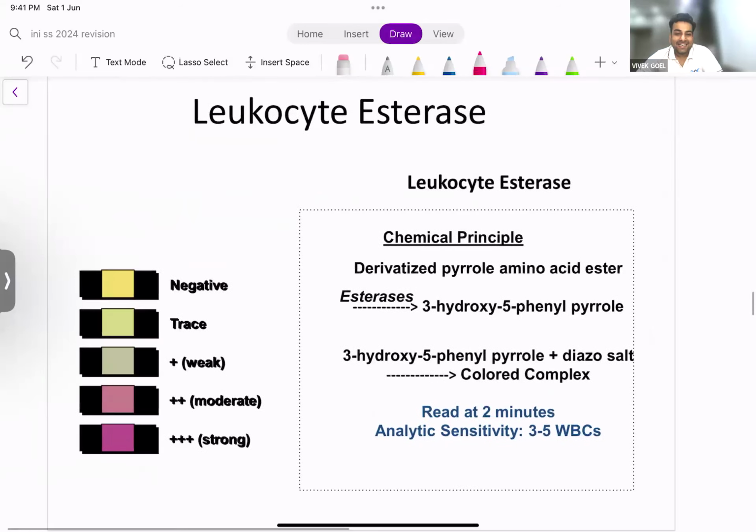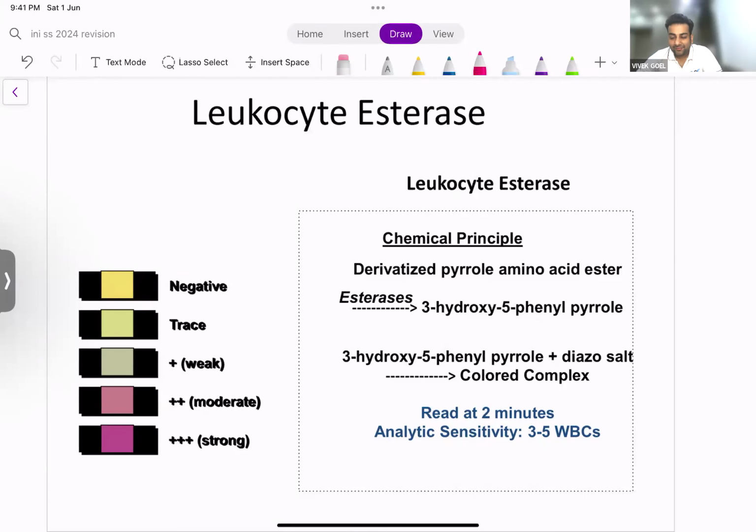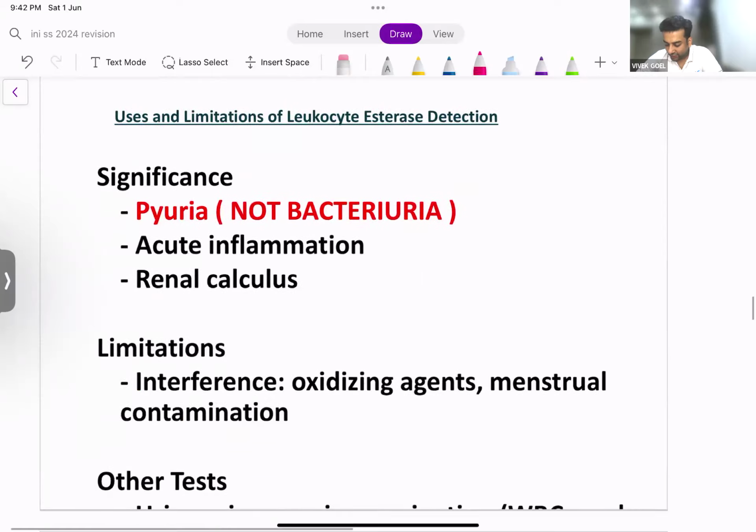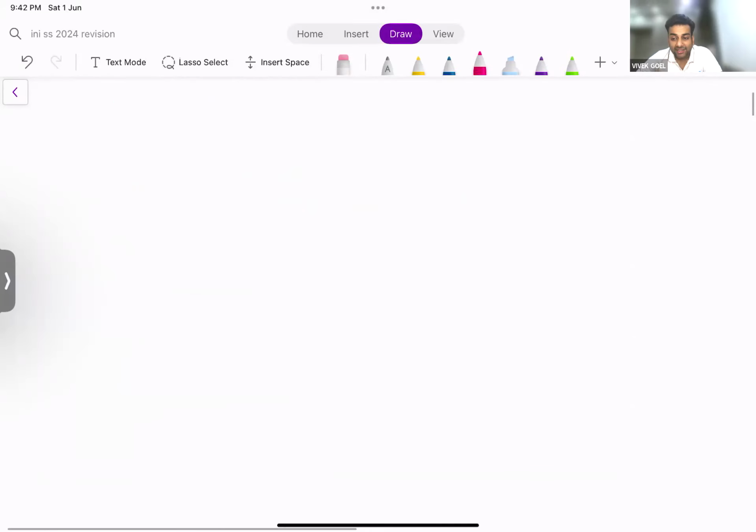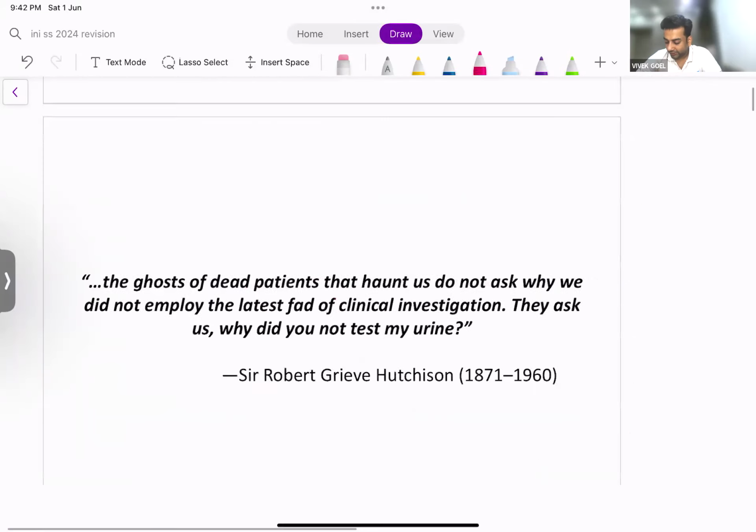Now, leukocyte esterase, which is again very, very important, is a test that detects pyuria and it does not detect bacteriuria. Please remember this sentence: leukocyte esterase detects pyuria and not bacteriuria.